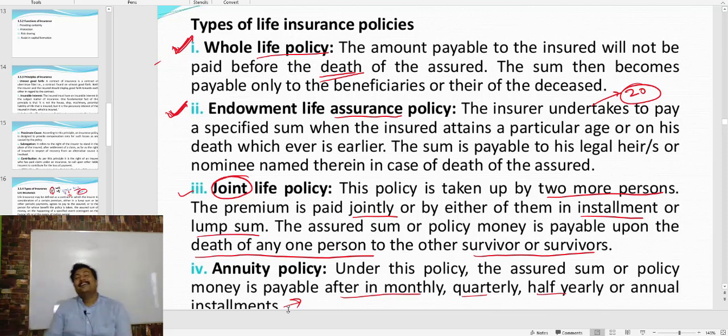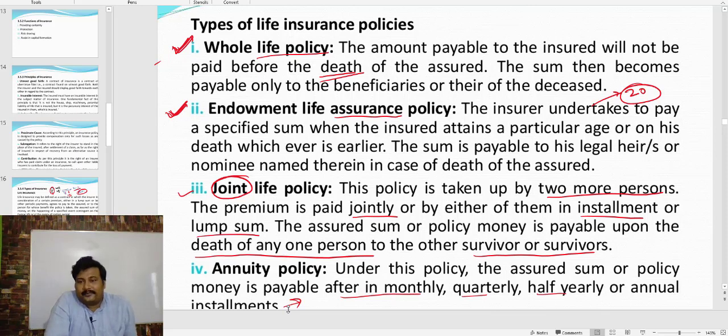Joint life policy: when 2 or more persons jointly come together, take a particular policy and pay the premium jointly, that is considered a joint life policy. And on anyone's death, the money is payable to the remaining persons. ठीक है? A, B, C are 3 partners. All 3 take a joint policy. On the death of B, A and C will take the joint life policy amount.